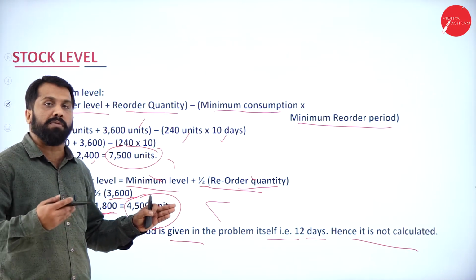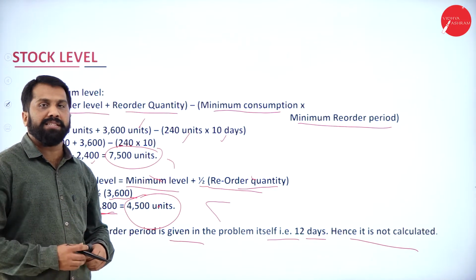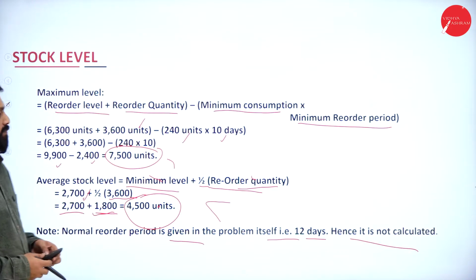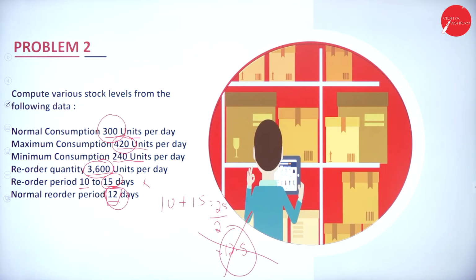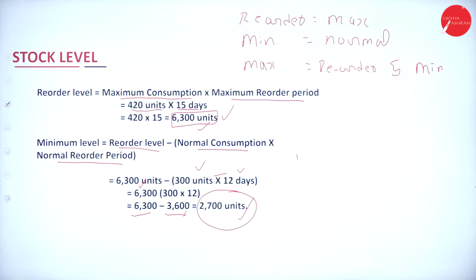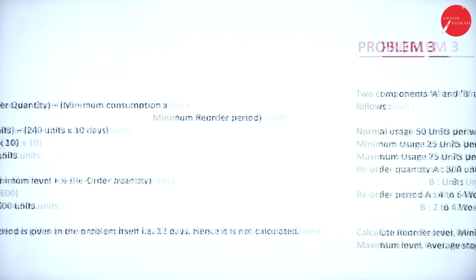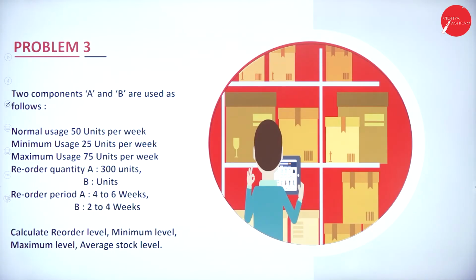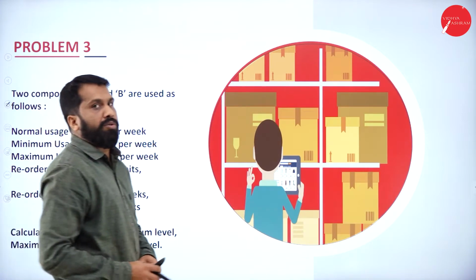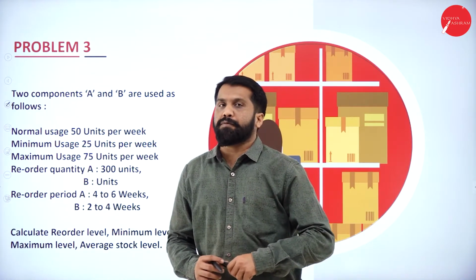We'll go to your problem number 2. Before that, please take a screenshot of this. This is your problem number 2, the stock levels. So this is your minimum, maximum as well as average. Yes, this is your problem number 2 as well as the last problem for the day.